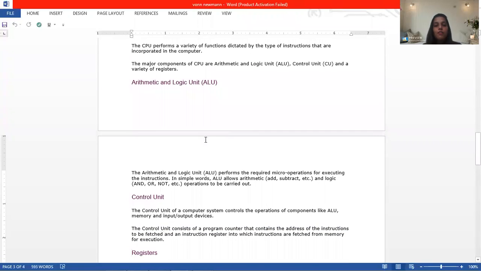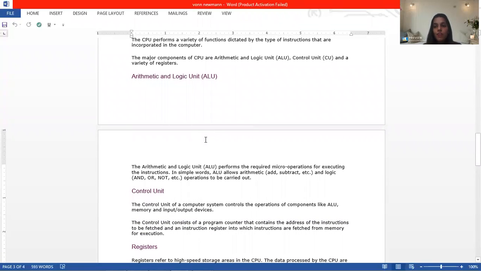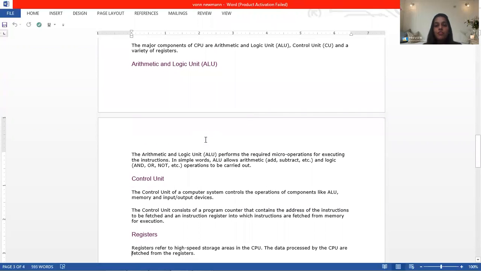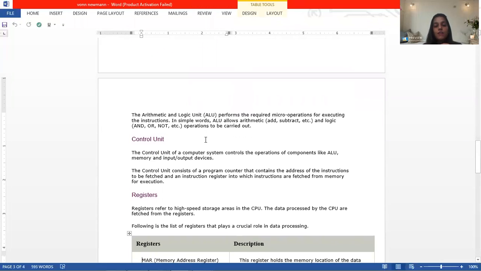So let's go to ALU. We are all aware of the ALU since childhood. It is basically used to perform the micro operations for executing the instructions, in simple words. The ALU allows arithmetic and logic operations to be carried out in the system. The next is the control unit. The control unit of a computer system controls the operation of components like ALU, memory, and input output devices.